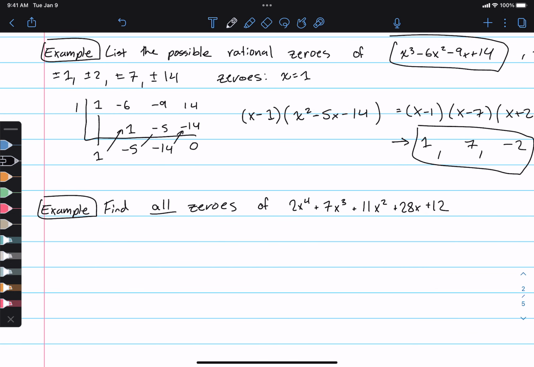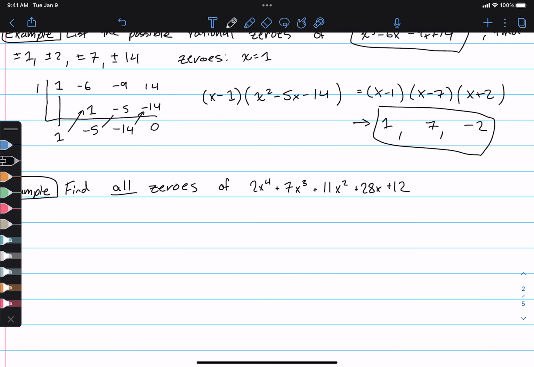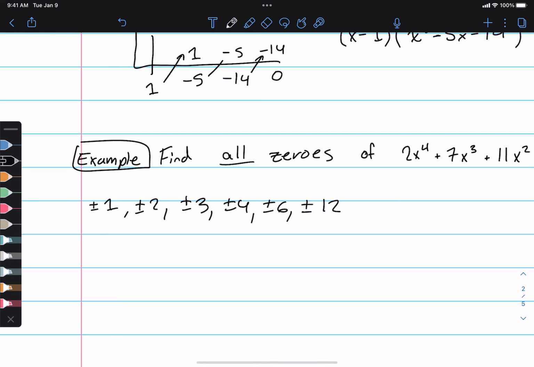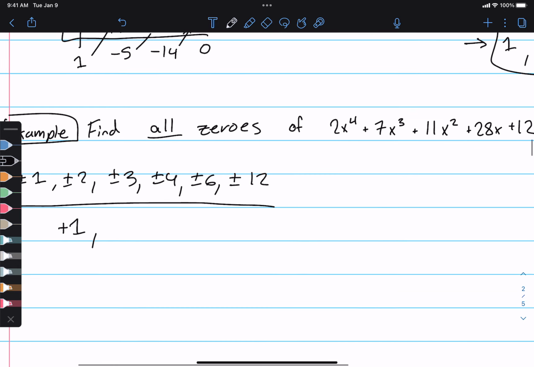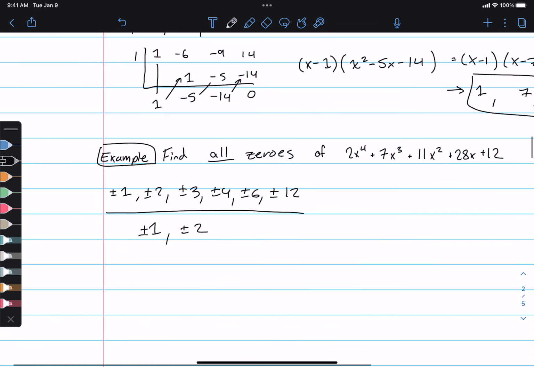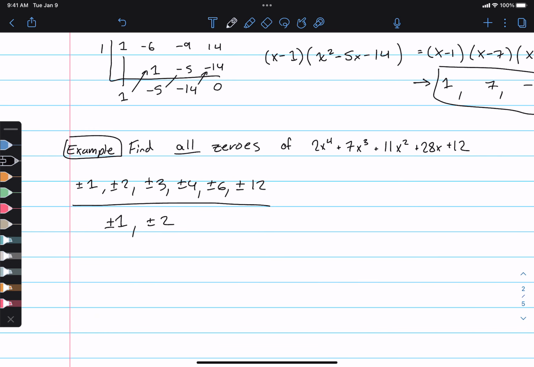One more example, we're going to find all the zeros of 2x to the 4th plus 7x cubed plus 11x squared plus 28x plus 12. And so our factors are going to be plus or minus 1, plus or minus 2, plus or minus 3, plus or minus 4, plus or minus 6, plus or minus 12, and then all over either plus or minus 1 or plus or minus 2. So again, you would put this in your calculator and you would start checking.